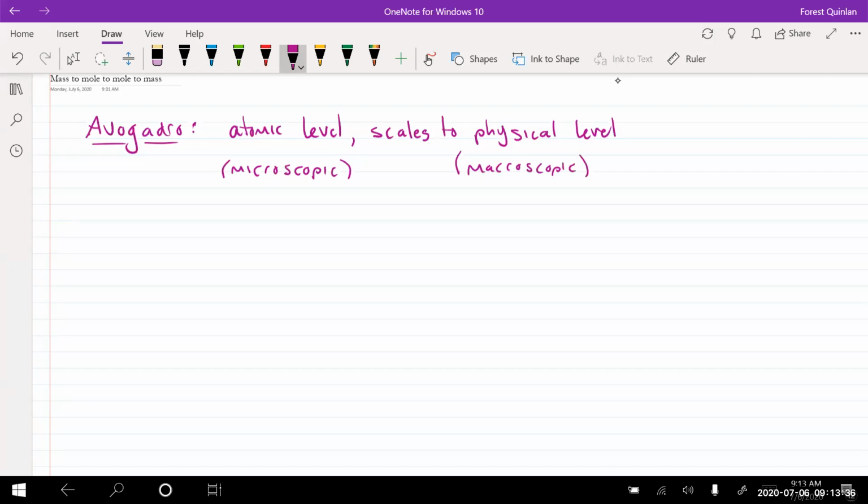Now in this scaling up, as I mentioned last week, we had something that looked like two H2s plus an O2 going to make two H2Os. And we used to think of this on the atomic level.